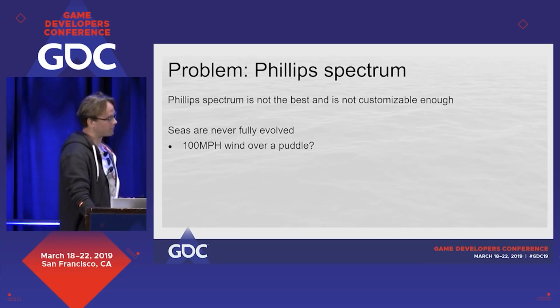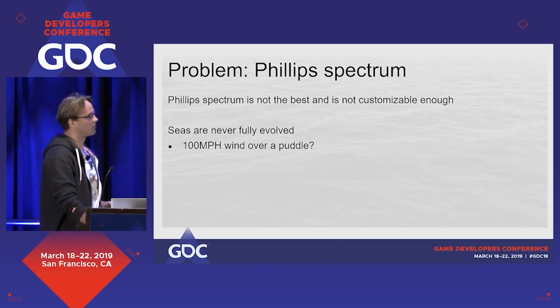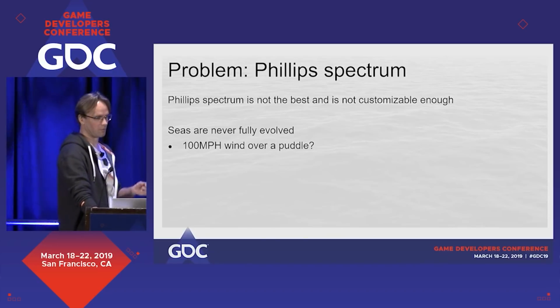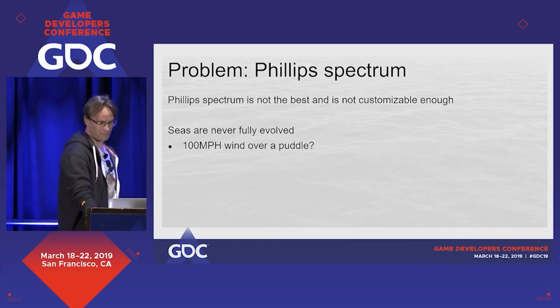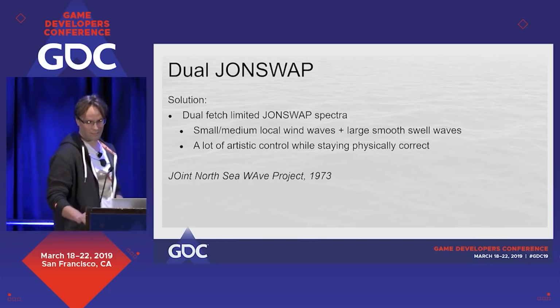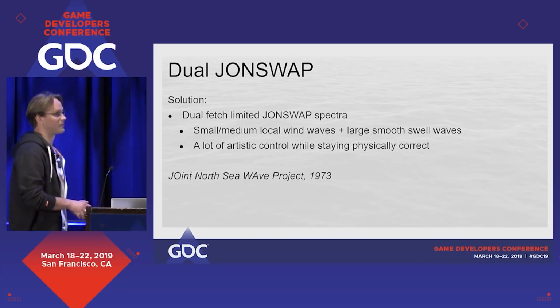And what would happen if you try to apply this Phillips spectrum formula for a puddle with the wind blowing with like 100 miles an hour speed over it? You will get something like 20 meters wave, or something like that. It's obviously not something that you would see in nature. To fix that, we just use better spectra.